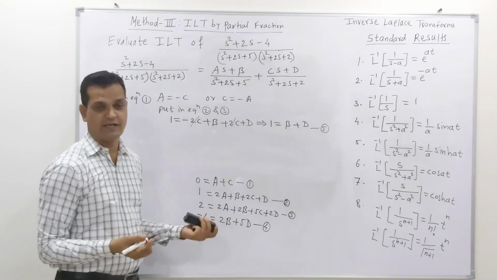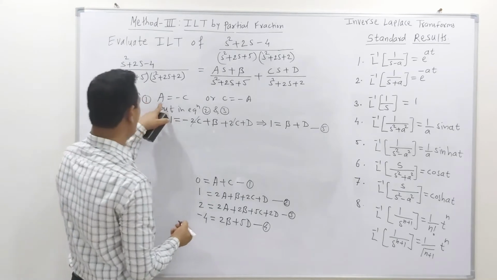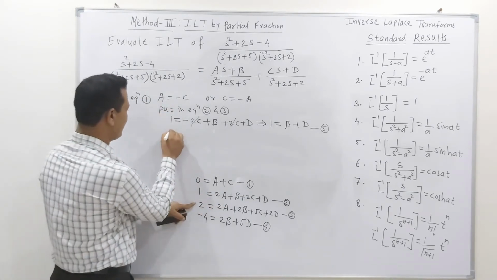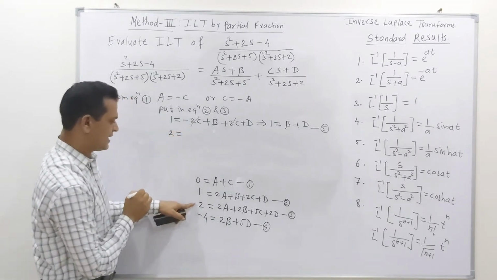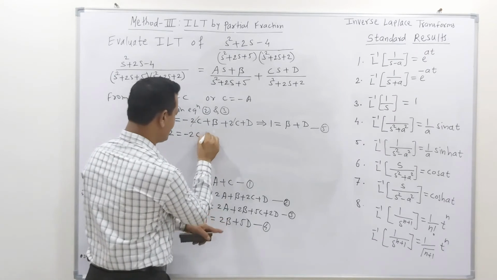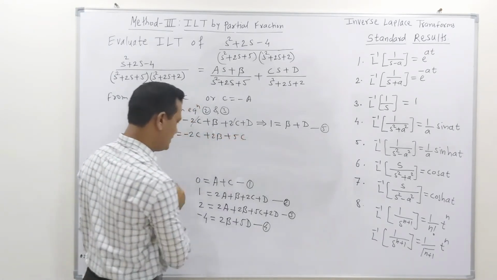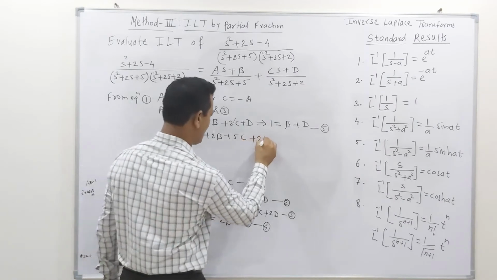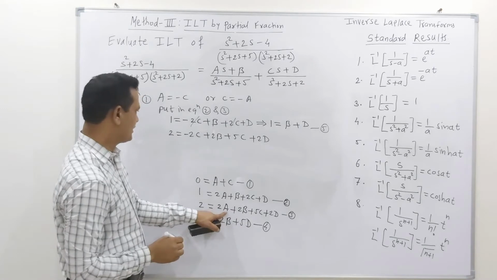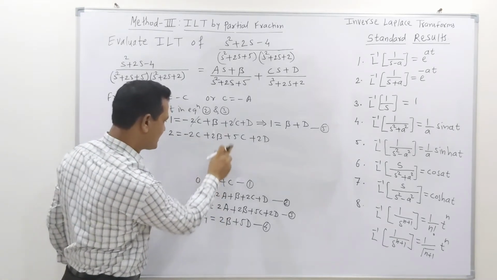Now here also we are not getting the answer for any constant. So now put the value a is equal to minus c in equation 3. So in equation 3, if we put this value, then we get 2 is equal to minus 2c plus 2b plus 5c plus 2d. So after putting the value of a is equal to minus c, we get this as minus 2c, and the remaining terms are as they are.